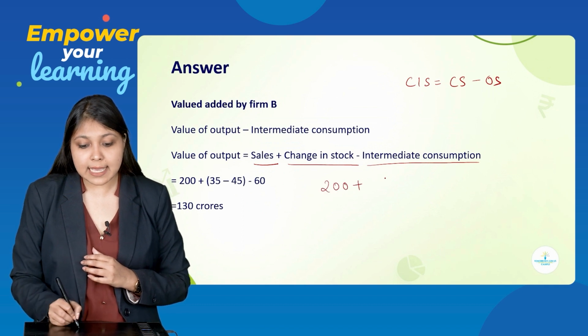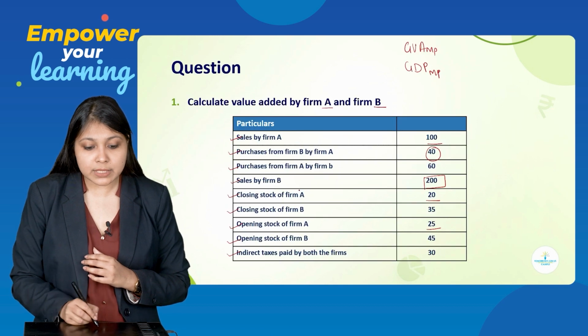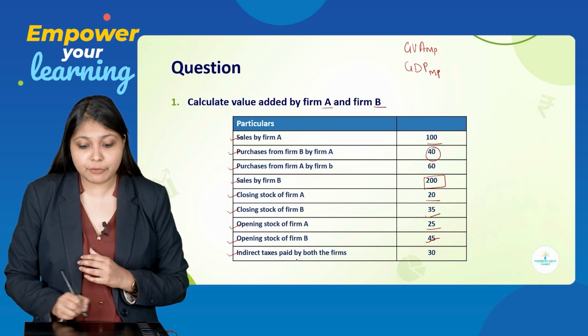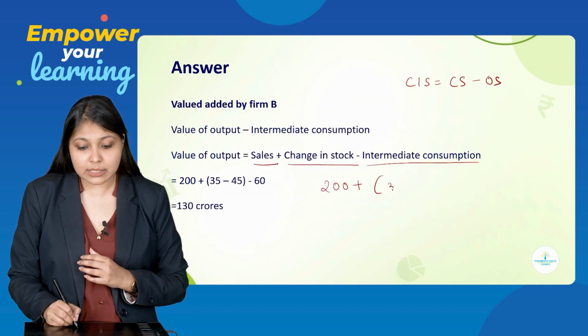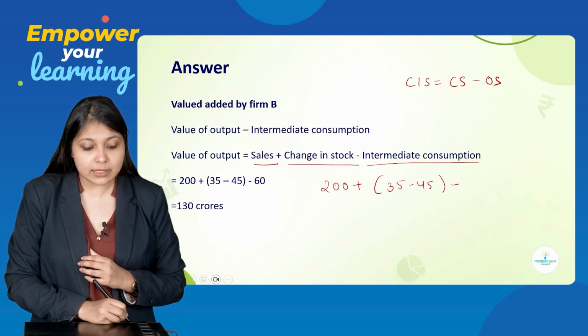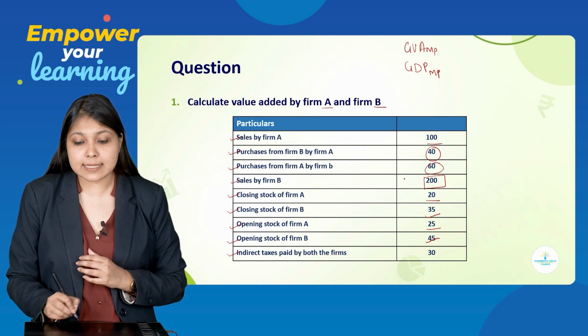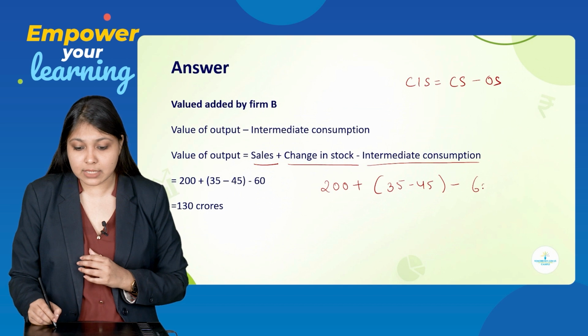Then, CIS is closing stock minus opening stock. So, what is the closing stock of firm B? 35, and opening stock of firm B? 45. So, write down that 35 minus 45, minus intermediate consumption. So, purchases is how much? 60. Okay. So, we will write down here 60.